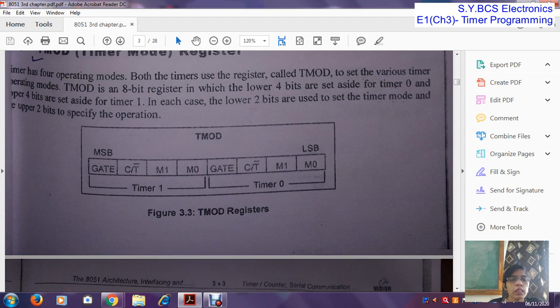According to this data frame of the TMOD register, it is an 8-bit register starting from the LSB: D0, D1, D2, D3, D4, D5, D6, and D7. The lower 4 bits, that means D0, D1, D2, and D3, are used for timer 0, and the upper 4 bits are used for timer 1.